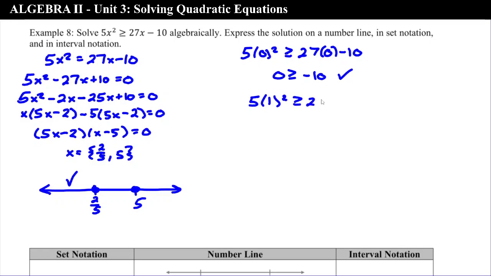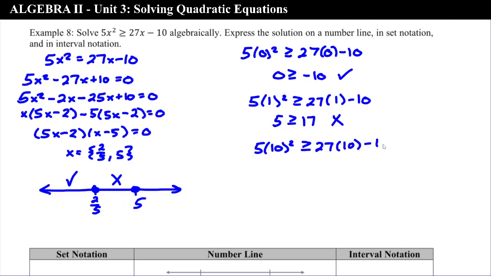So we've got 5 times 1 squared is greater than or equal to 27 times 1 minus 10. So we end up with 5 on the left-hand side is greater than or equal to 17 on the right-hand side. 5 is not greater than 17, so that doesn't work. And then our last test point, let's use 10. 5 times 10 squared is greater than or equal to 27 times 10 minus 10. So on the left-hand side, we get 500. It's greater than or equal to 260 on the right-hand side, and that's true.